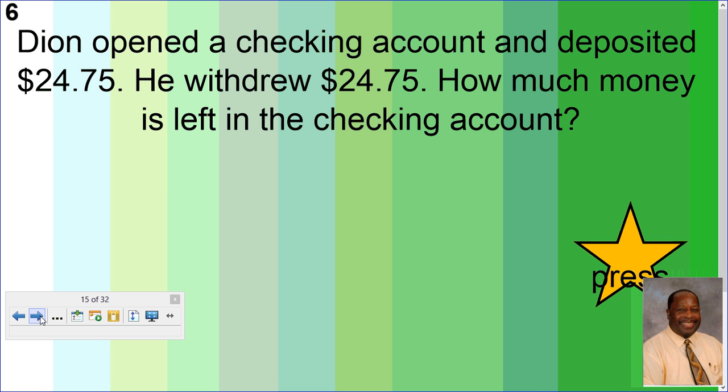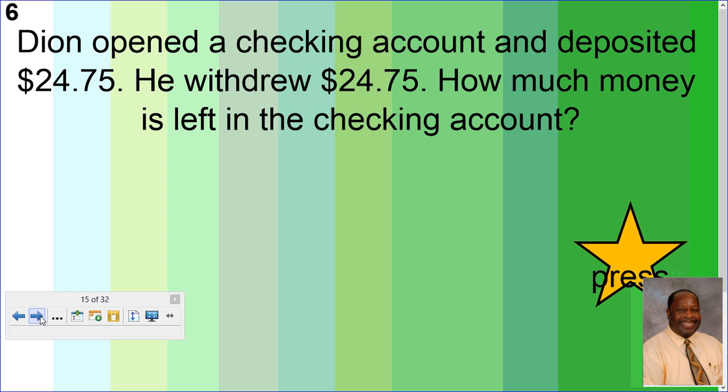Dion opened a checking account and deposited $24.75. He withdrew, and withdrew means to take out money, $24.75. How much money is left in the checking account? Deposit, when you open a checking account and deposit money, that means you put money inside of the bank. When you withdraw it, you're taking it out to spend.